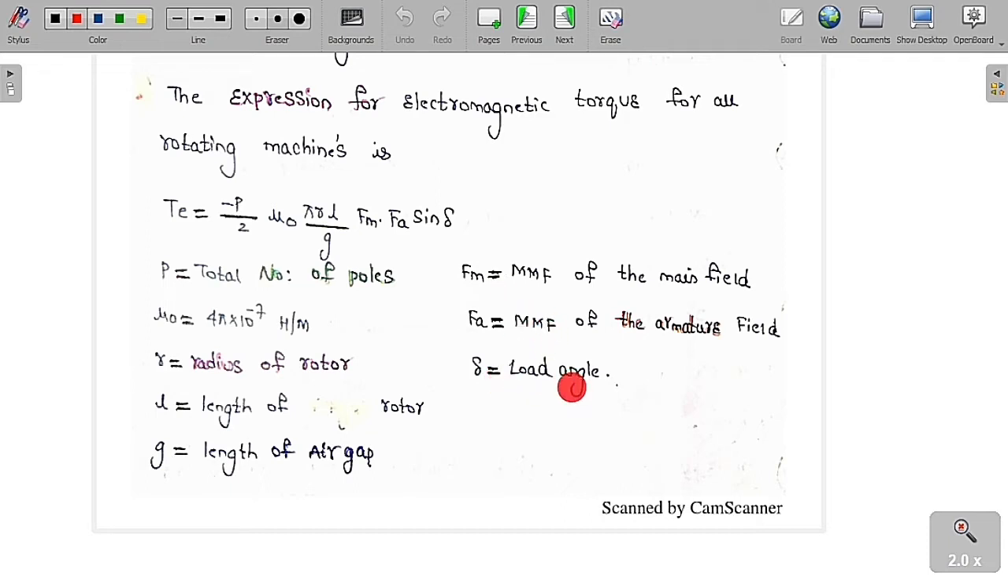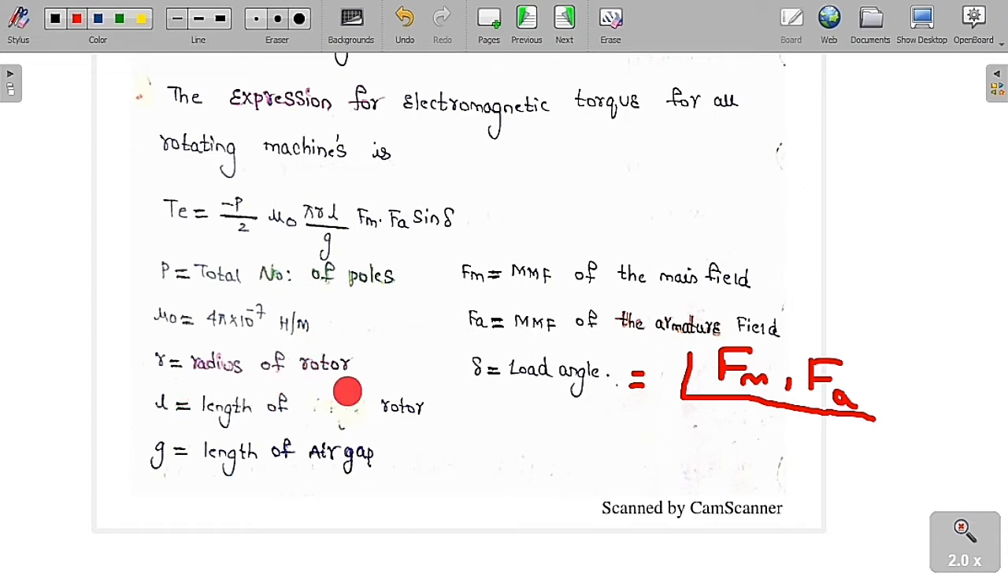So delta is a load angle, a phase angle between the Fm and Fa. It is also called the torque angle, load angle or power angle. So electrical torque is equal to minus P by 2 into mu naught into pi RL by G into Fm into Fa into sin delta, where P is the total number of poles and mu naught is equal to 4 pi into 10 to the power of minus 7 Henry per meter.